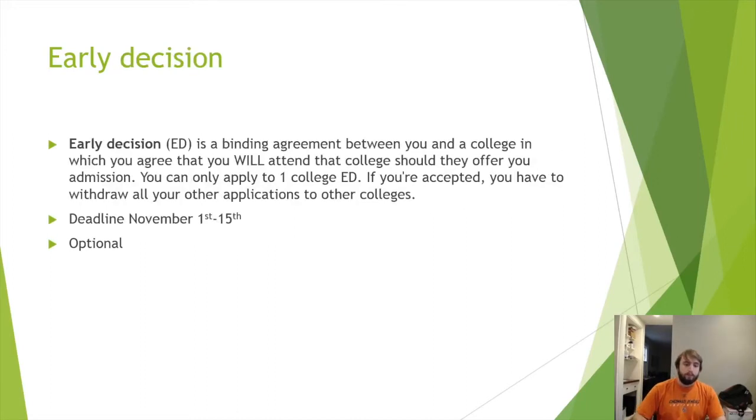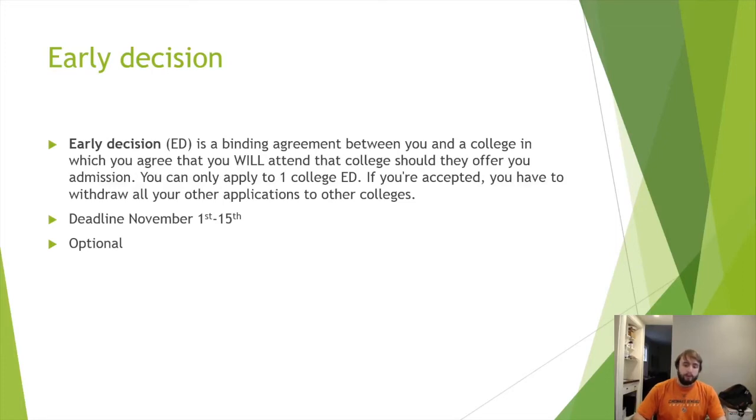Many people won't do early decision. This is an optional deadline. The deadline for this is around the same time, November 1st through the 15th. But again, this date depends on which college you apply to. I personally did not do early decision. If you don't want to do early decision, your regular deadline to make your decision on which college you want to go to is around May 1st.